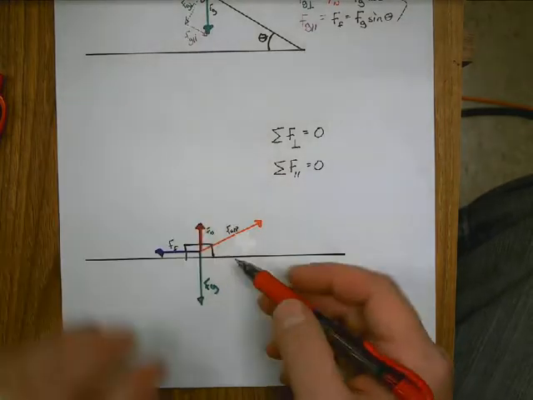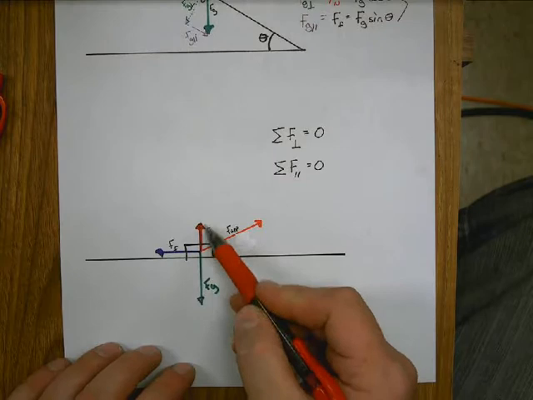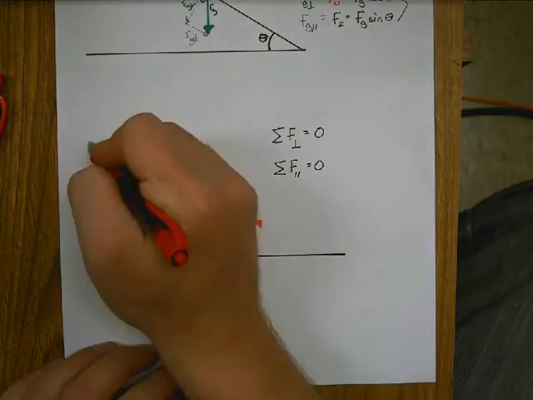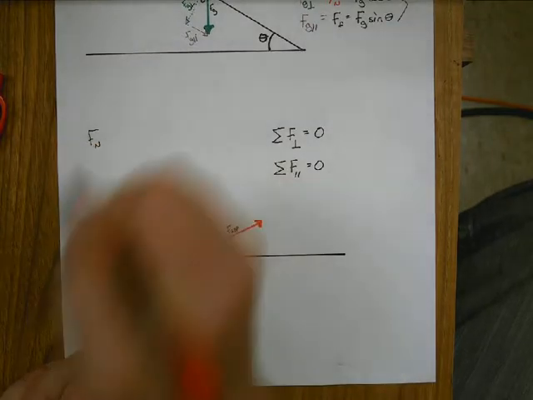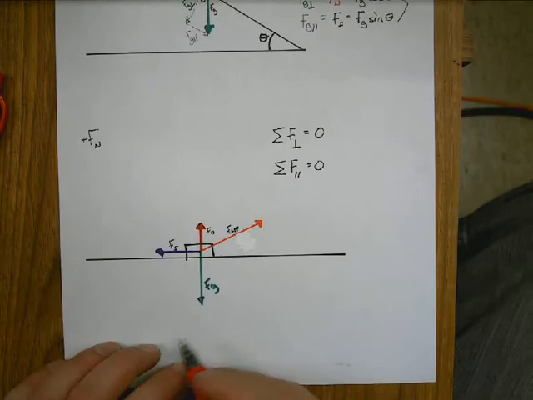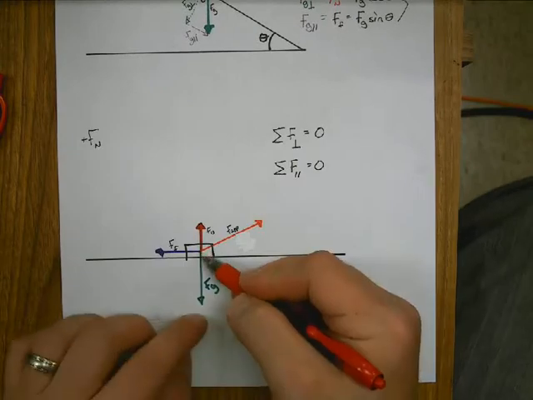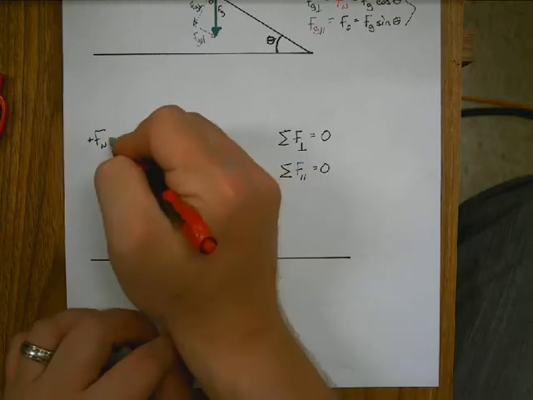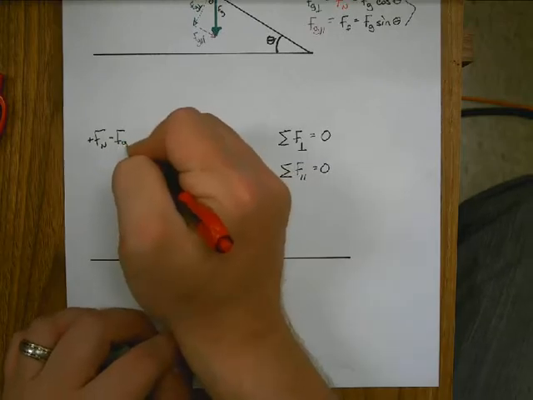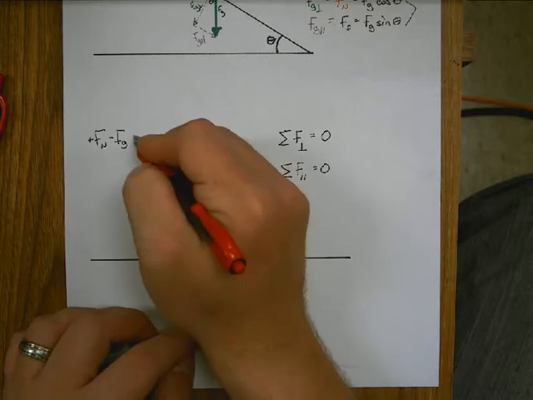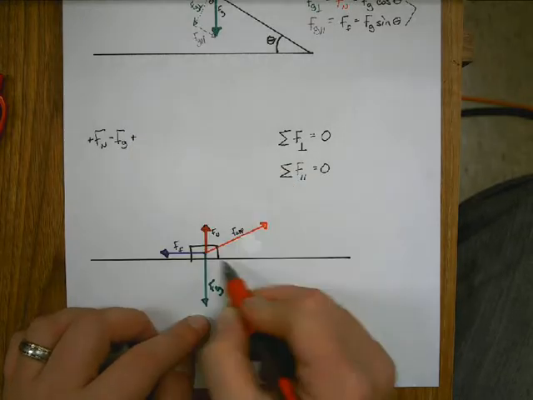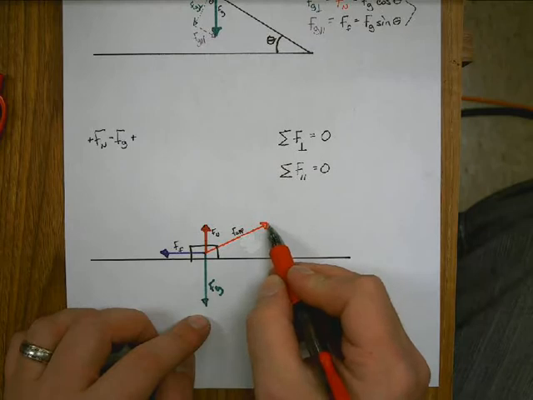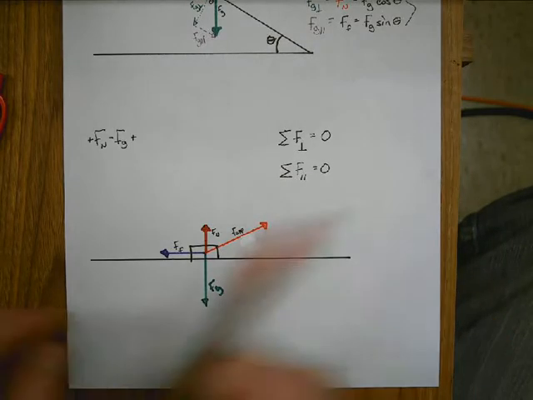I have my normal force is perpendicular and it points up, so I'm going to say that that's positive. All right, so I have a positive normal force. I also have a force of gravity that's perpendicular, and so that's going to be a negative force because it goes down. And I have this force applied. Now this force applied doesn't go strictly perpendicular. Instead, we actually have two components of it.